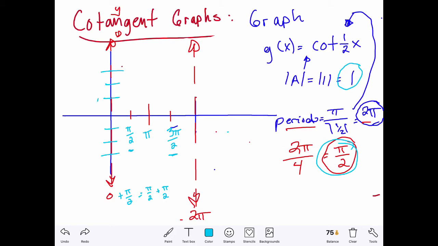So 1, 2, 3, -1, -2, -3. At pi halves, I'm going to be here at 1. At pi, I'll be at 0. And at 3 pi halves, I'll be at whatever that amplitude is in the negative. And then I'm going to go ahead and draw my shape. I'm just going to do it this way, and we'll, of course, evaluate a point. We could always evaluate points whenever we're not sure, whenever there's any doubt.